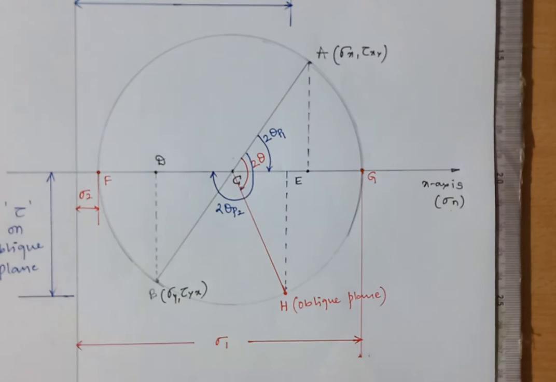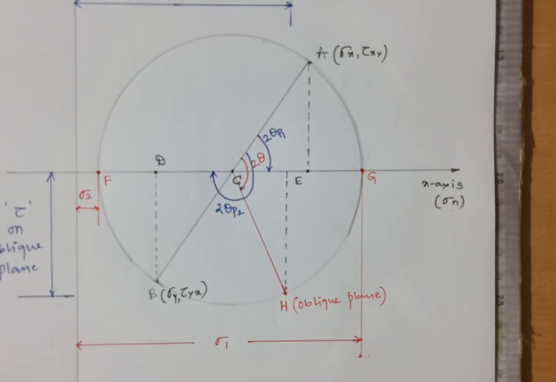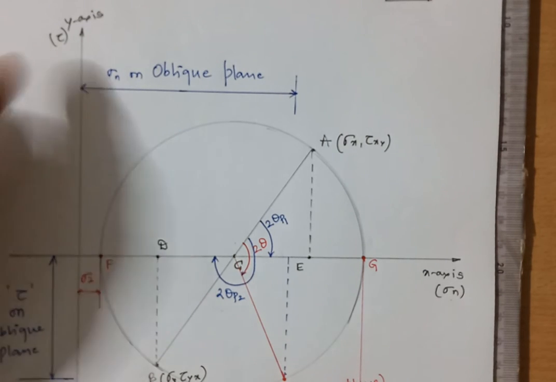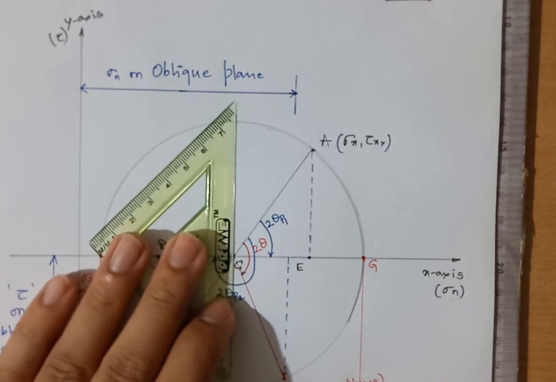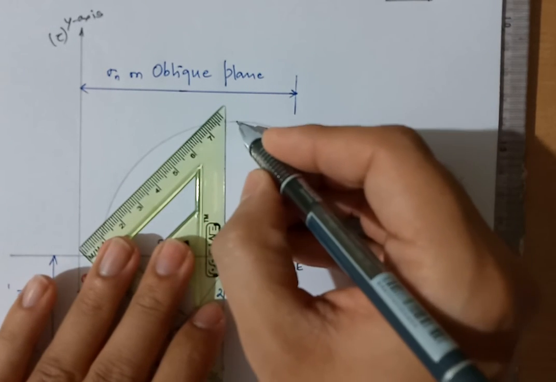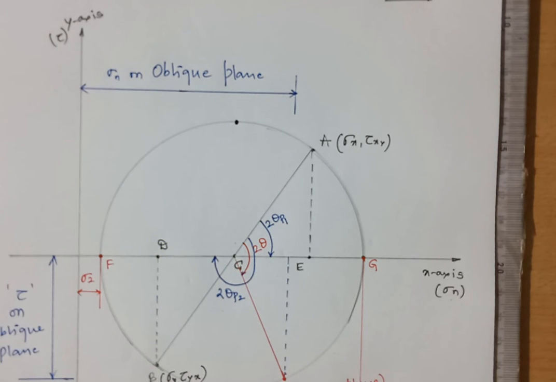Since this is the circle, and this is the maximum point on the circle, because I am interested in maximum shear stress, my shear stress will be along the y-axis. In this direction, which is the maximum point, how are we going to find it? You just place your scale, and whichever is the highest point, that is the point of maximum shear stress, or the plane on which maximum shear stress acts.